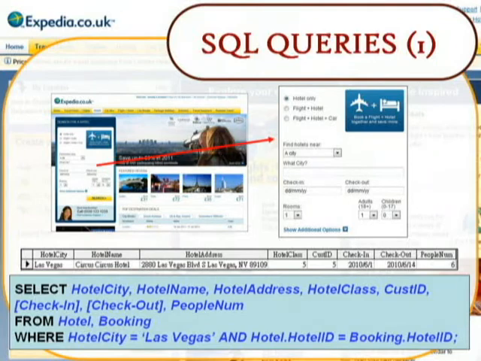To perform a search, the customer needs to type in city name, pay date and a number of people. The hotel's details are collected from the hotel entity. This query goes further in identifying a specific customer who has already made a reservation for a particular hotel. Therefore, the query begins by selecting the attributes city, name, address and class from the hotel table and customer ID, check-in, check-out and people name from the booking table.